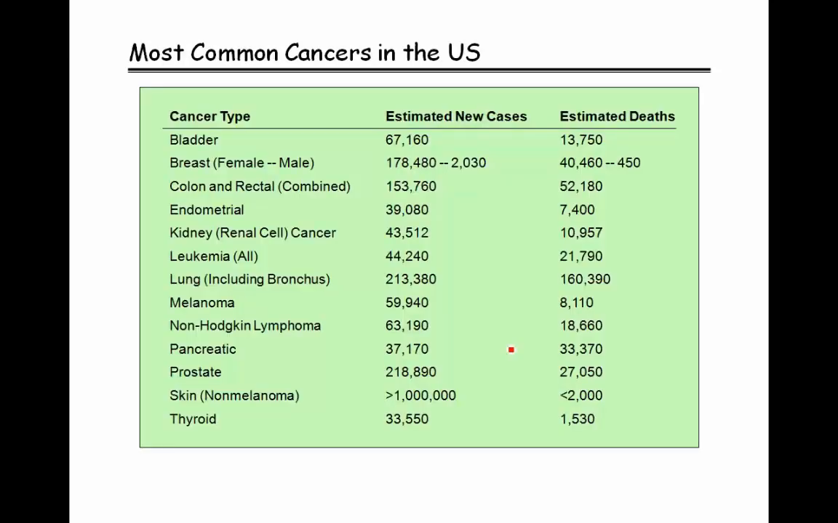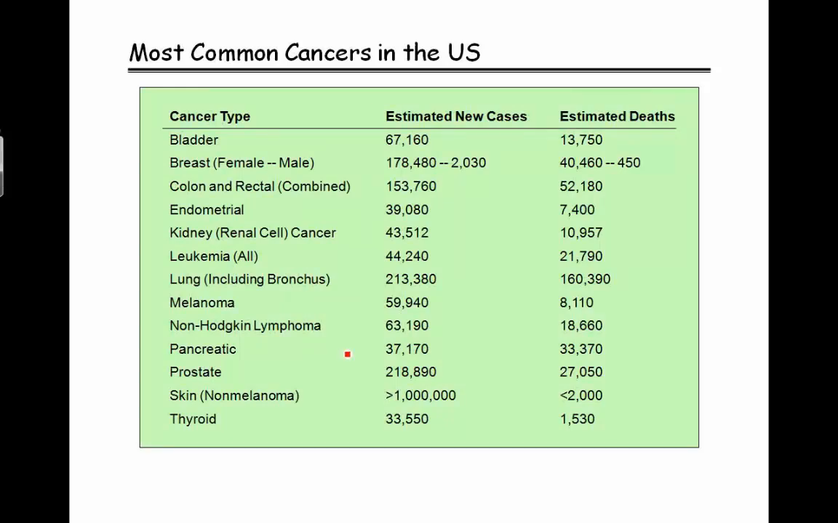This last slide here is really just a summary slide. It's showing us some of the most common cancers that we have in the U.S. and the estimated deaths that we have. And this is on a yearly basis. Keep in mind that there are hundreds of types of cancer. There are multiple types of bladder cancer and breast cancer, colon cancer, for example. Notice that some of these cancers are much more deadly than others.